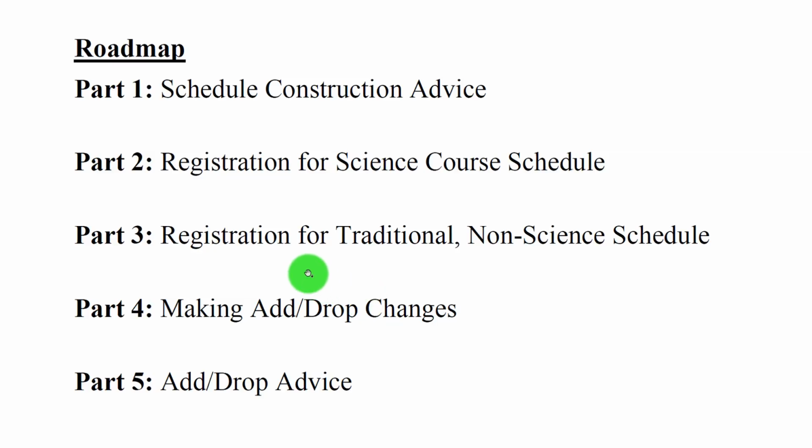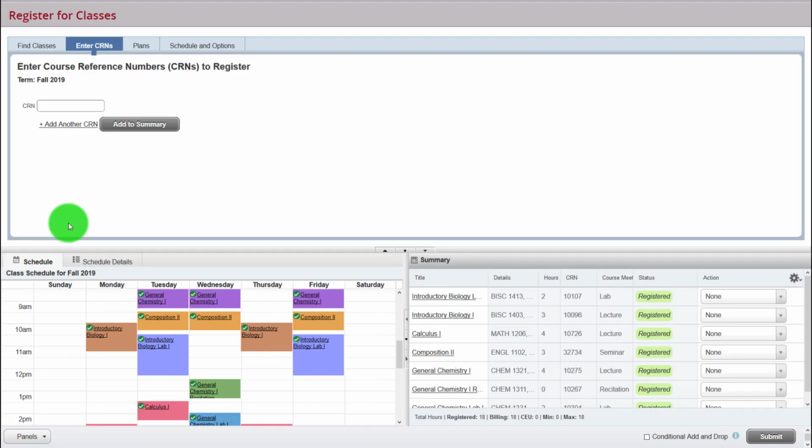We now move to part 4 of our registration video, making add and drop changes. And we're going to illustrate this primarily by means of the science schedule that we went through before, but this advice, these instructions, are relevant to any schedule, not just the science courses. Now, returning to the schedule that we worked on earlier in this video, what if we wanted to change the section of our Introductory Biology 1 lecture that we see right here?